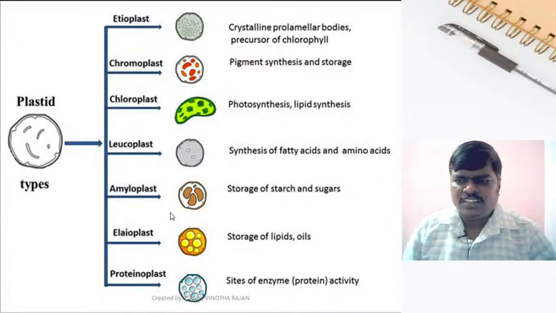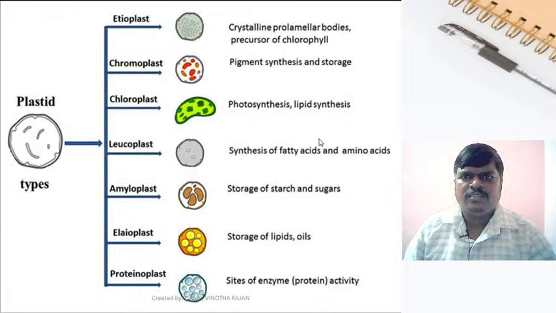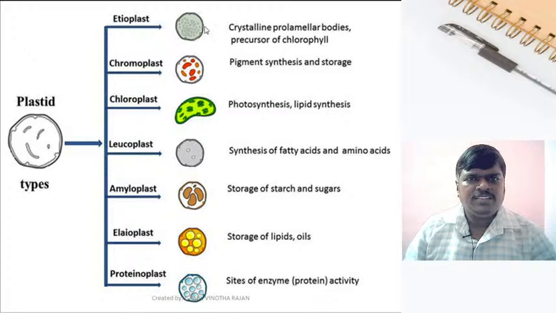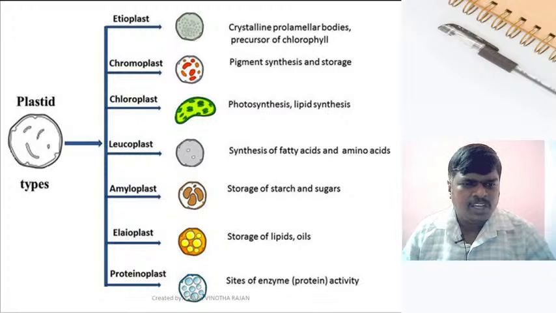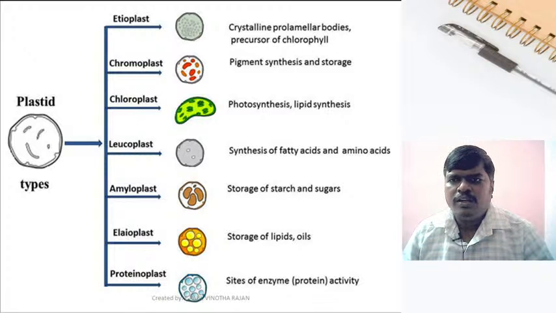You can copy this slide, children, for another two minutes. You can copy this slide. So etioplast is a precursor of chlorophyll.